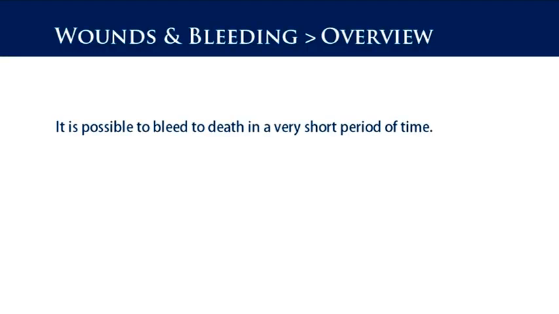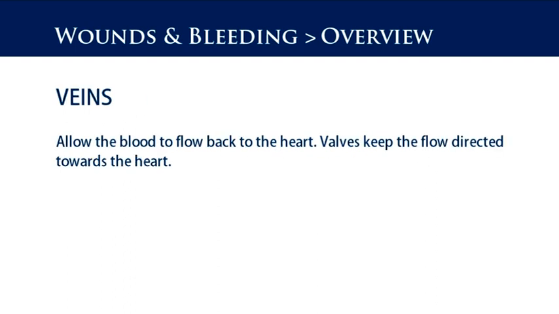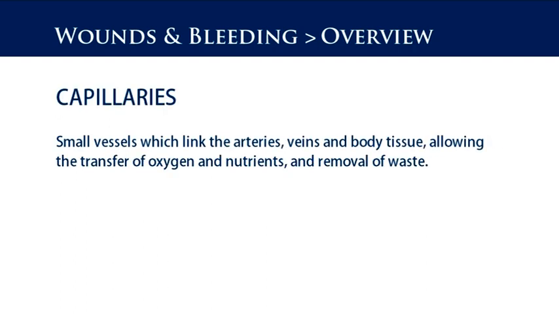It is possible to bleed to death in a very short period of time, depending on the location and size of the wound. Arteries, which deliver oxygenated blood from the heart to the body, have strong, flexible walls. Veins allow the blood to flow back to the heart. One-way valves keep the flow directed towards the heart. Capillaries are small, sometimes microscopic vessels, which form a link between the arteries, veins and body tissue, to allow the transfer of oxygen and nutrients to the body, and the waste products to be removed.